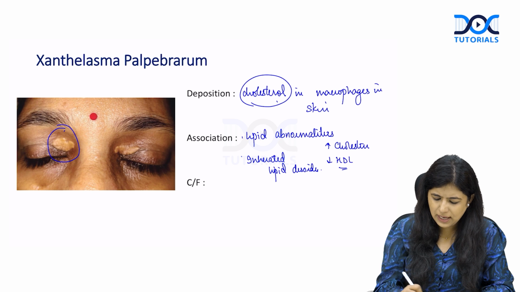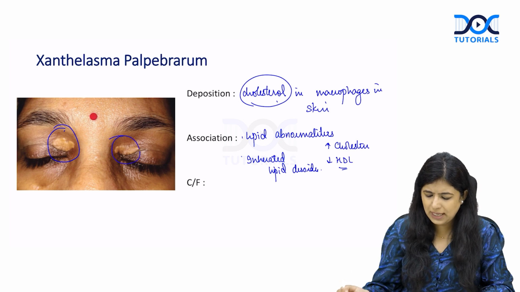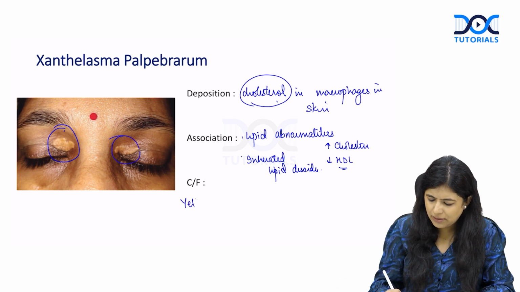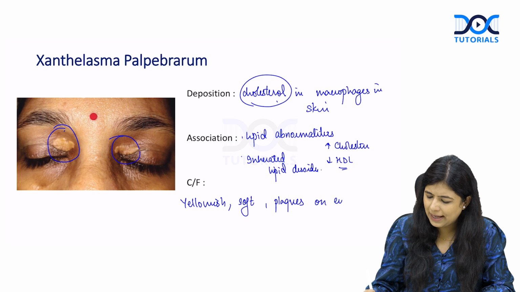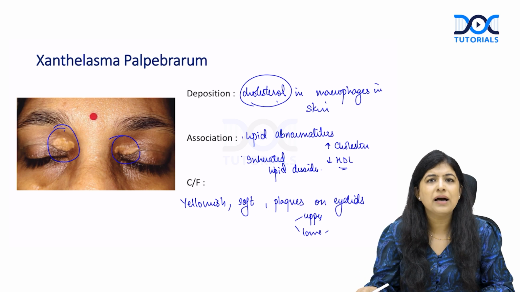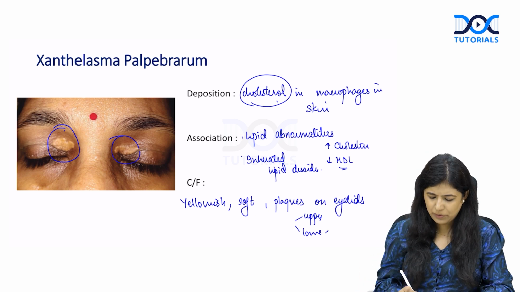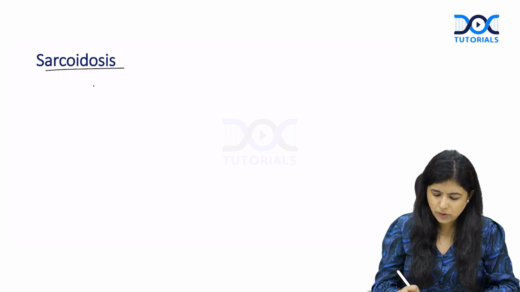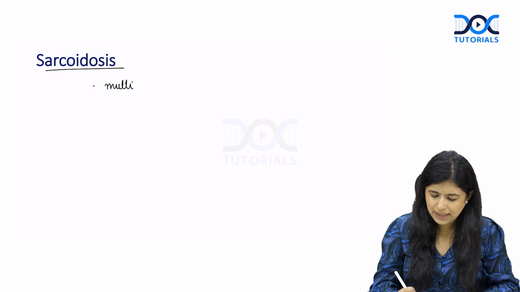What do you see clinically? You see these yellowish plaques on the eyelids. So these are yellowish, soft plaques on the eyelids, can be both upper and lower eyelid. These are Xanthelasma palpebrarum.